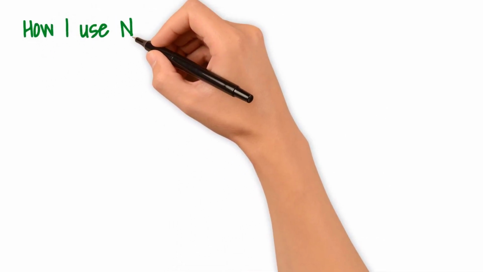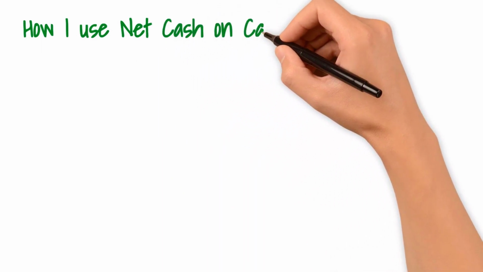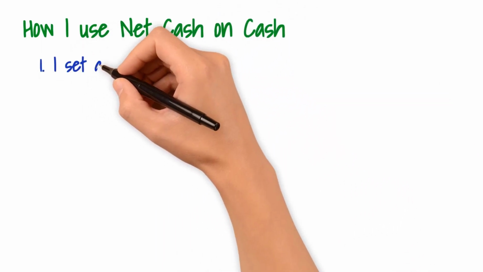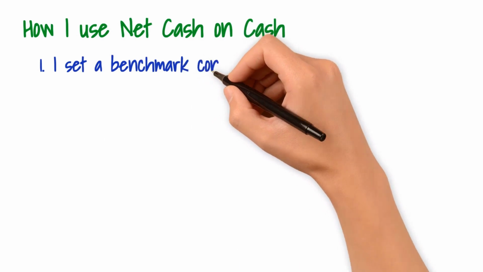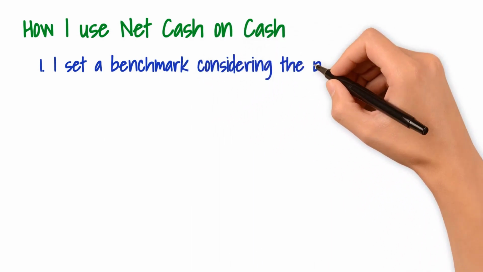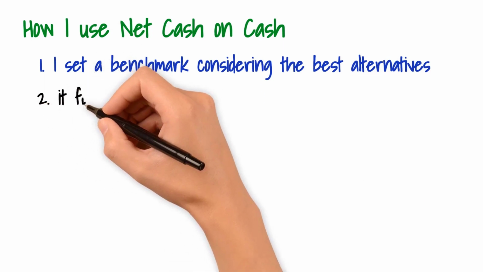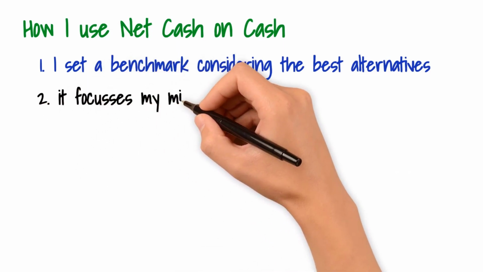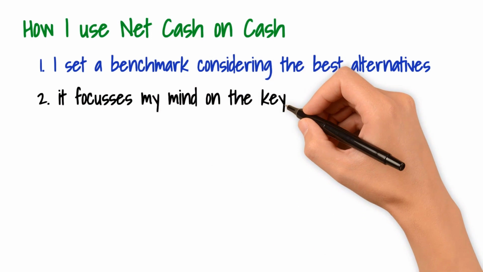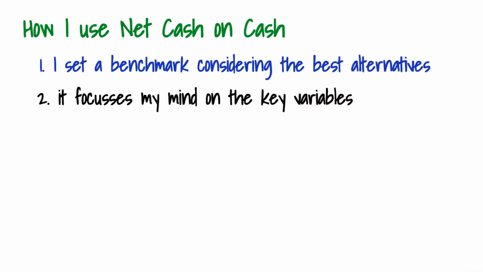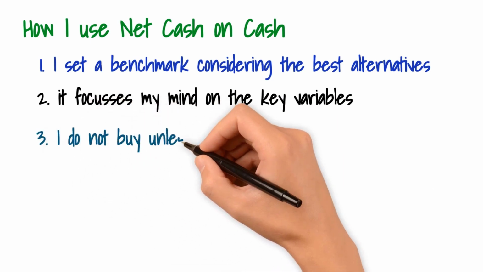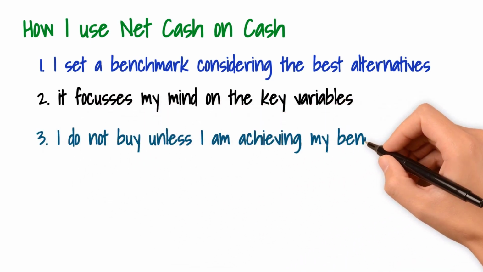How I use net cash on cash. I set a benchmark based on the best alternative uses of funds, whether that be property or other types of investment. Net cash on cash focuses my mind on the key variables. I can quickly appreciate the impact of changes in variables such as mortgage rates, tax and loan to value. I do not buy unless I can achieve my benchmark.